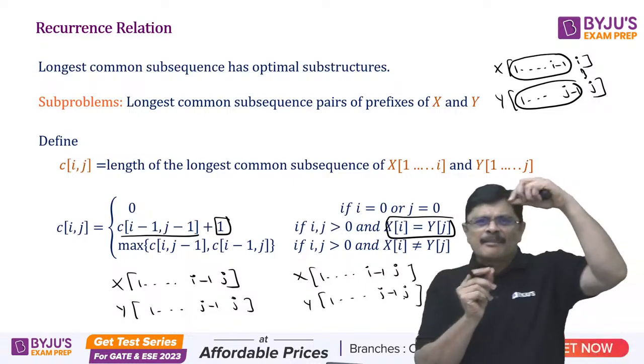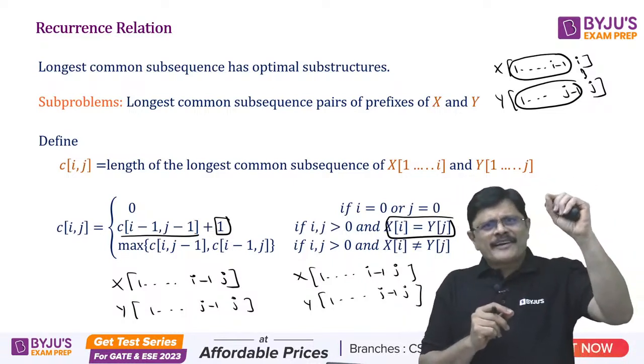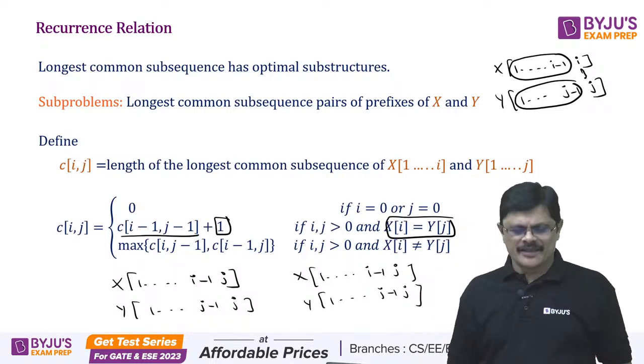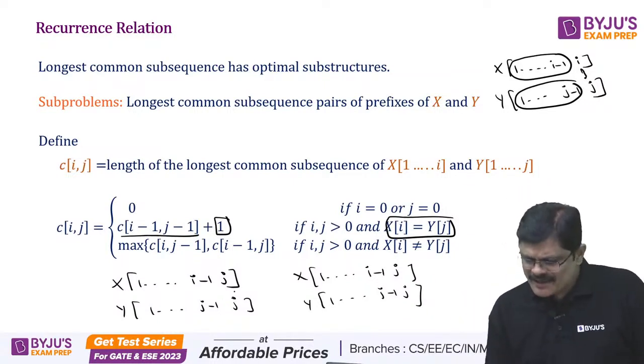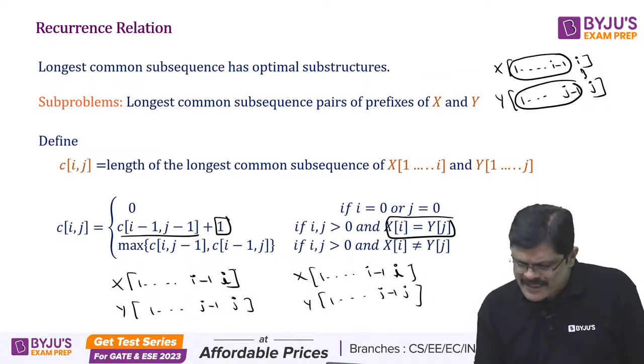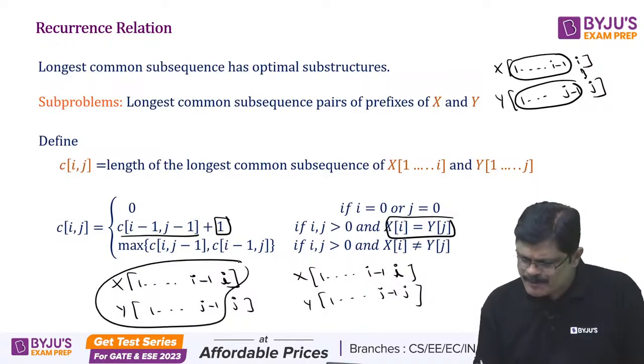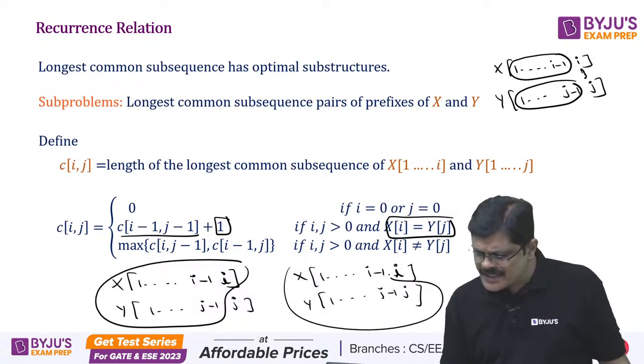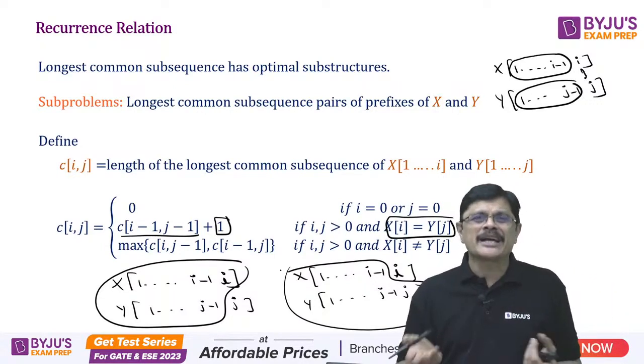Suppose the ith symbol of x and the jth symbol of y are not matching. If they are not matching, what do we need to see? Because these are not matching, either you have to consider this subproblem or you have to consider this subproblem. Whatever gives you the maximum, that you have to consider.